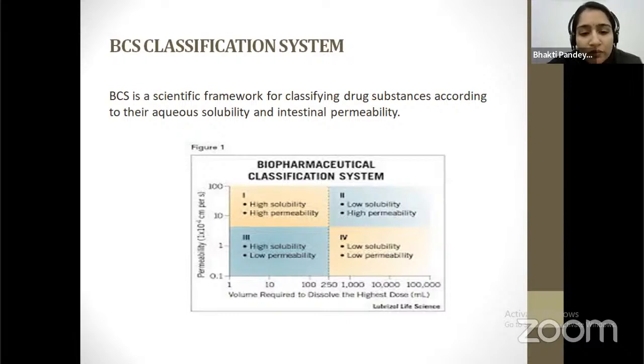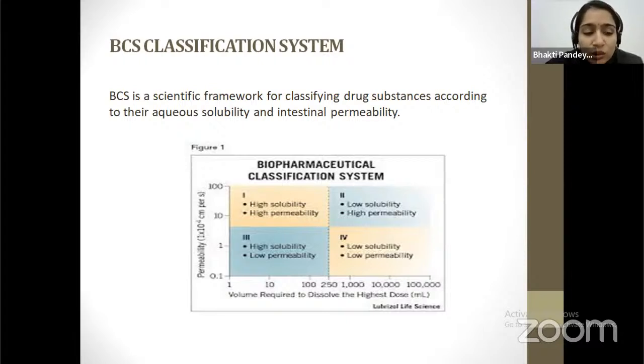When it goes to our intestine or our gastric environment, we need our drugs to come in a solution form. When drugs come in a solution form, they will be better absorbed as compared to solid form, as we know it will acquire more surface area, so better will be the absorption of the drug. Then comes the third class, which is of high solubility and low permeability.